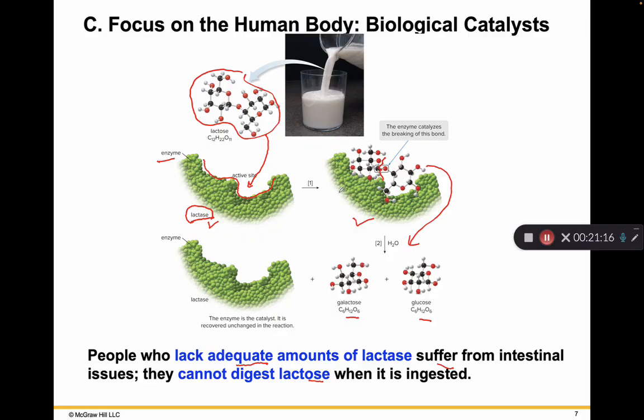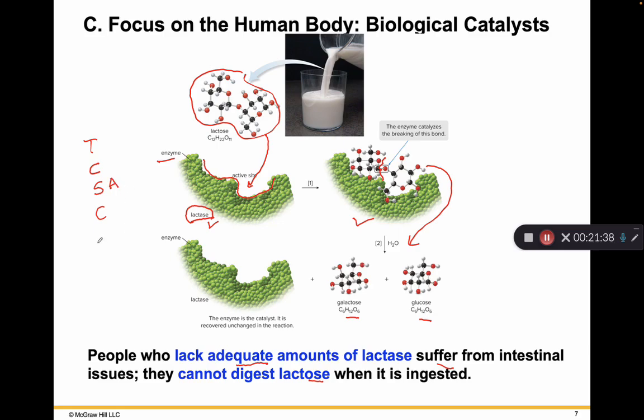Okay, so we saw 3 or 4 different factors that affect the speed of the reaction. We looked into temperature, concentration, we talked about surface area, and finally we talked about the catalyst, and how these different factors speed up the reaction.